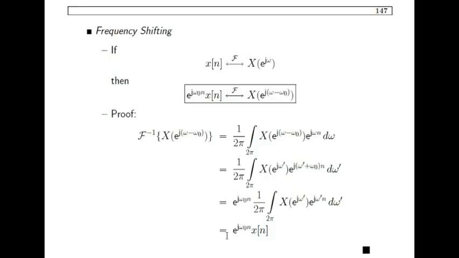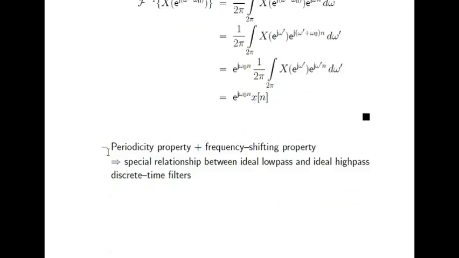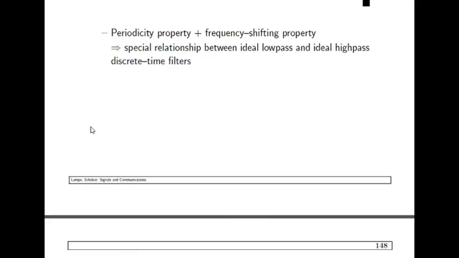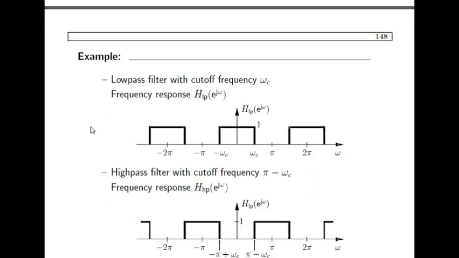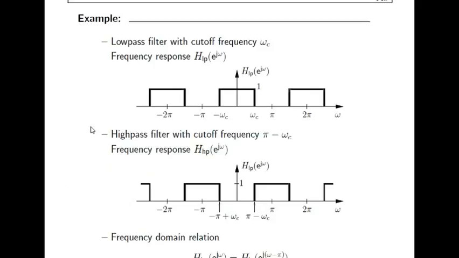If I combine the two properties, the periodicity property and the frequency shifting property, then it gives us a special relationship between the ideal low pass and ideal high pass discrete time filters. So now let's see that with an example. We have a low pass filter with cutoff frequency omega c, and its frequency response is H LP of e to the power j omega. Here is the graphical representation of this.